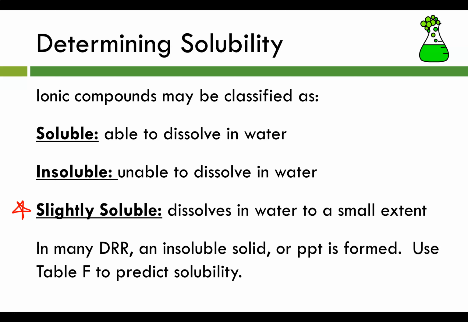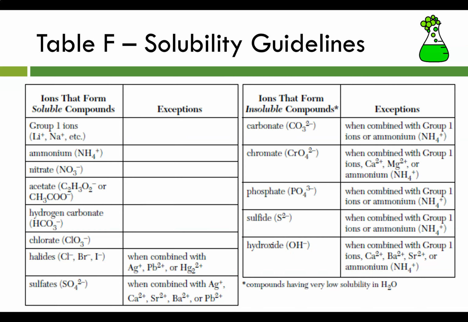We know in a double replacement reaction, we're going to form a precipitate. So we're going to look for the production of an insoluble solid. And table F is the key to predicting solubility for ionic compounds. So if you got your reference table, open it up, take a look at table F. Here's what table F looks like. It is a really important table used for double replacement reactions.